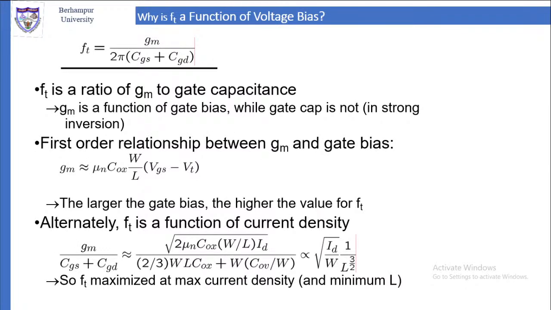So we found the expression for Ft as GM by 2 pi into CGS plus CGD. Now here you can see there is one term for GM, and two capacitances, CGS and CGD. Then why is Ft a function of the voltage bias? What are the reasons for that? The reason is that Ft is a ratio of GM to gate capacitances.